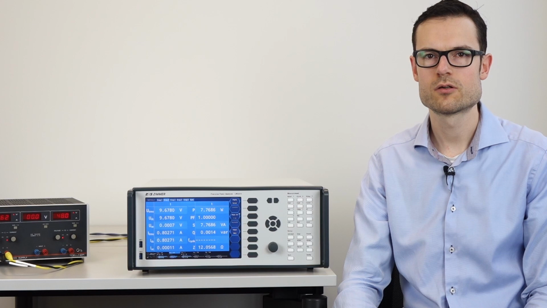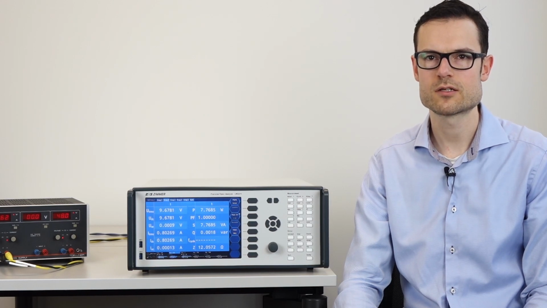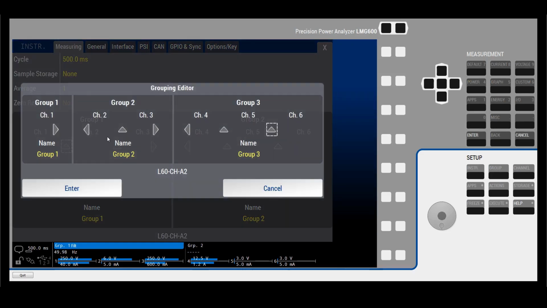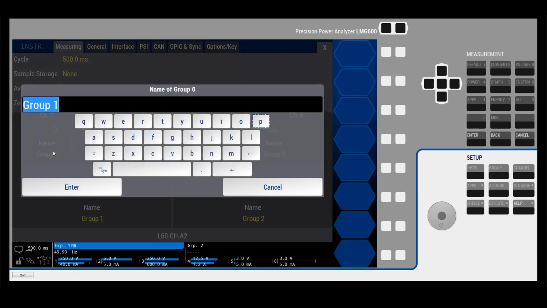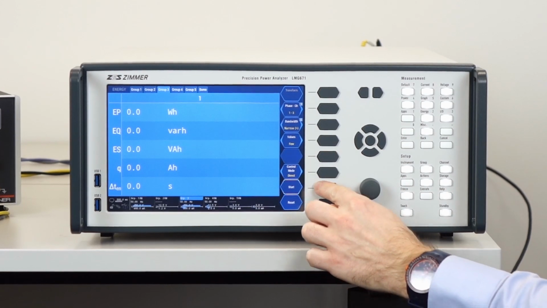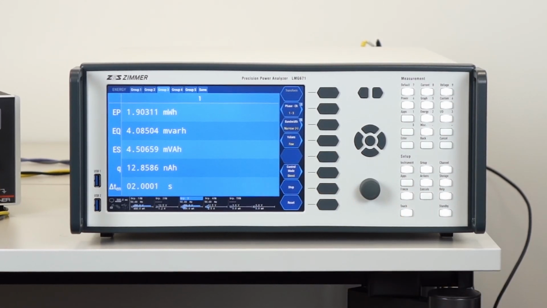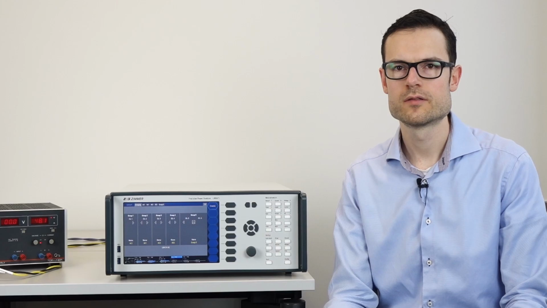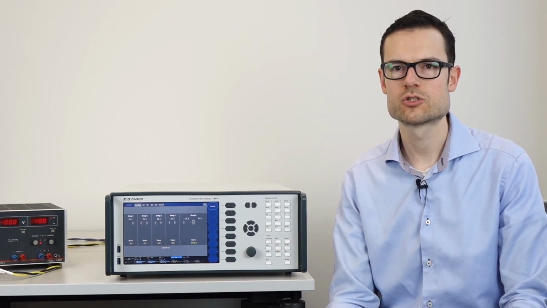Let's start with a linear laboratory power supply with which we will feed a high power resistor with 800 mA of current and study the measurement. Here it helps organizing the channels into groups, so we will use group 1 for the AC input and group 2 for the DC output. We can either control the LMG directly using the touchscreen or on a PC using the LMG remote software. This way we can apply different settings on each group that are relevant to each measurement.